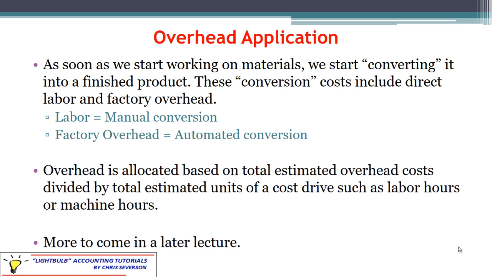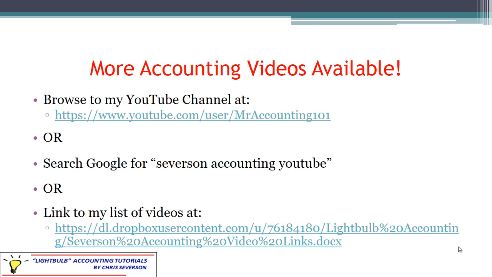Now, it's not the same as a true labor rate per hour, but we're applying overhead based on either labor hours or machine hours. Again, there are a variety of other options that we'll cover in later classes. Much more to come in a later lecture, but this is a good start. And that covers what we wanted to talk about for product versus period costs. Hopefully that's helped to clarify some of the concepts.